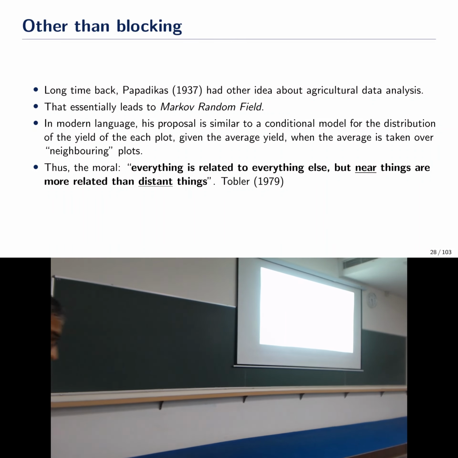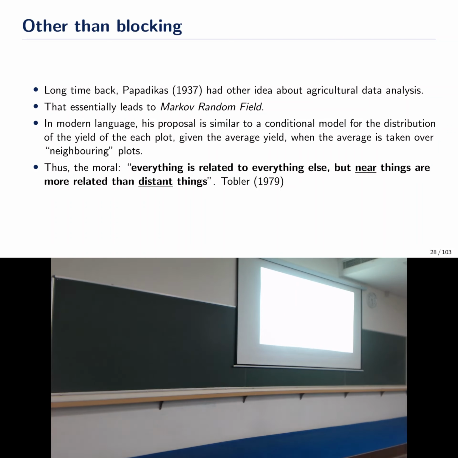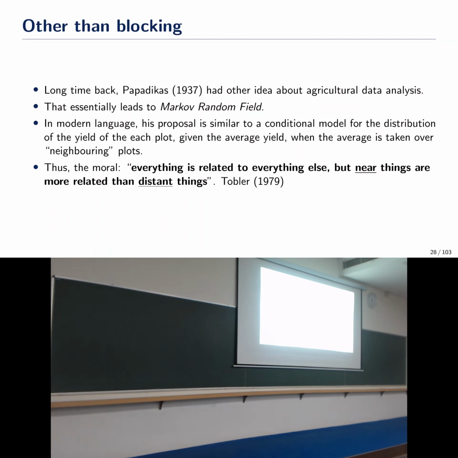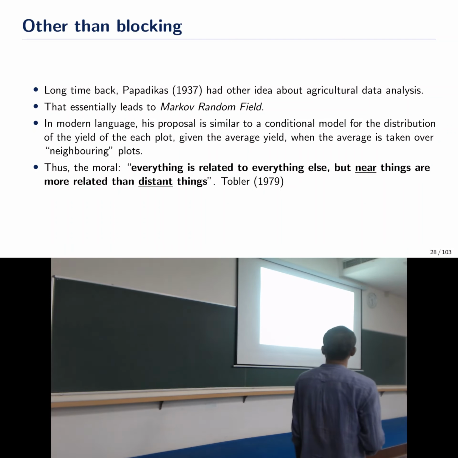Then I searched for other papers and findings from that time, and I found this guy, Papadakis. He had his own idea, and that leads to what we now call a Markov random field. Don't ask me what it is. As I said earlier, my knowledge is limited to Stat 1, which of course does not cover Markov random fields. But what he tried to do is something like this.